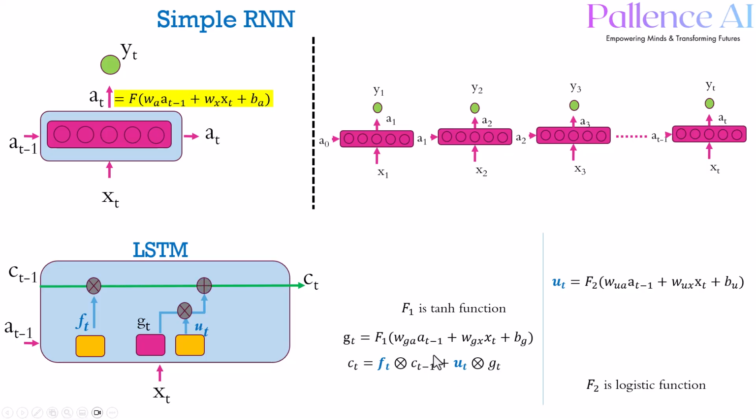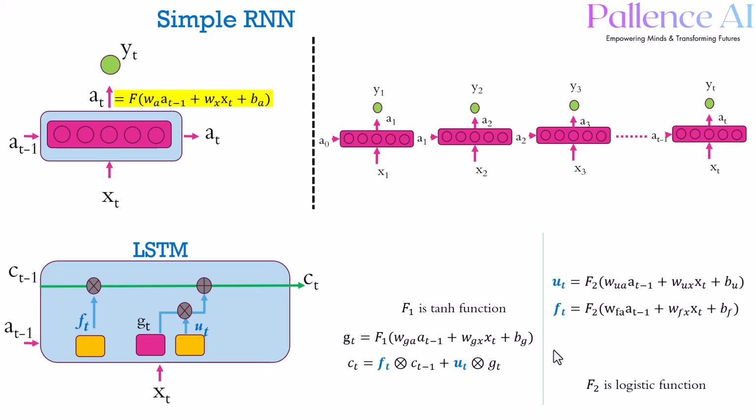And how do you compute this FT? You compute it similarly to UT. You take AT-1 and XT, multiply with the weight matrices and bias term, and apply the nonlinear activation function. This is also going to be F2, the logistic function. So both UT and FT vary from 0 to 1.